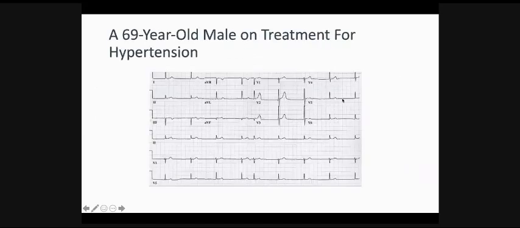Excellent. Let's go over this 69-year-old gentleman on treatment of hypertension. And let's take a minute here and start coding and see if we can diagnose this.